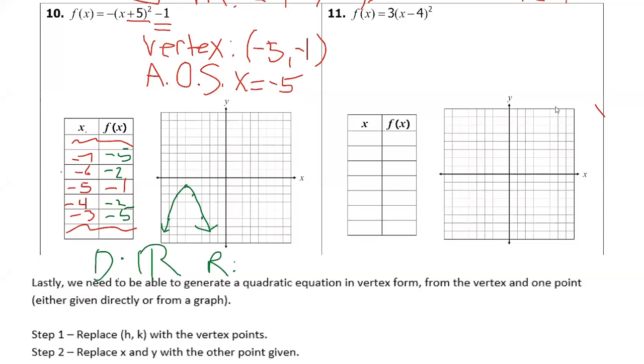The range is going to change depending on the problem. You could use interval notation, but you want to think about the lowest your graph goes. If you do interval notation, you want to think how low does it go and then how high does it go. So the lowest it would go is negative infinity.